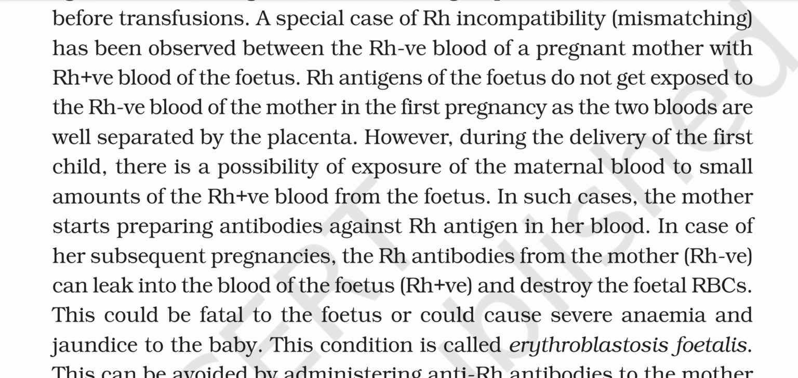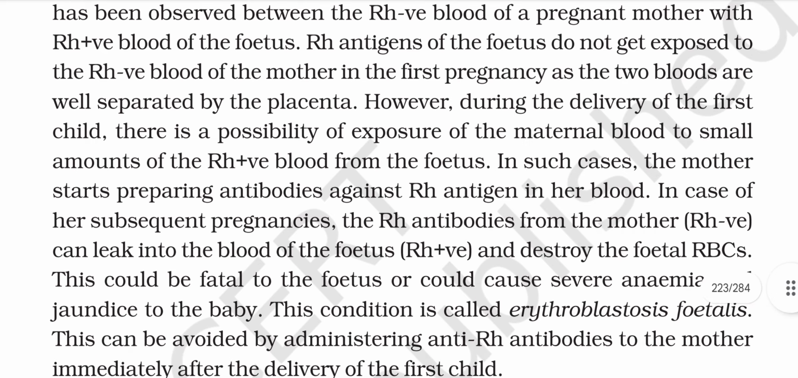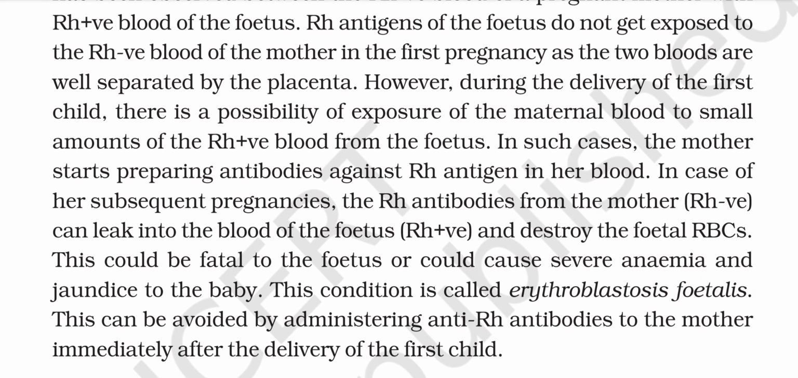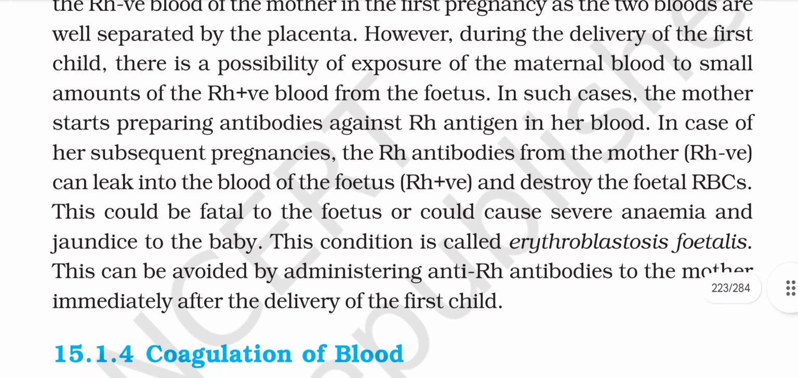Rh antigens of the fetus do not get exposed to the Rh negative blood of the mother in the first pregnancy, as the two bloods are well separated by the placenta. However, during the delivery of the first child, there is a possibility of exposure of the maternal blood to a small amount of Rh positive blood from the fetus. In such cases, the mother starts preparing antibodies against the Rh antigen in her blood.